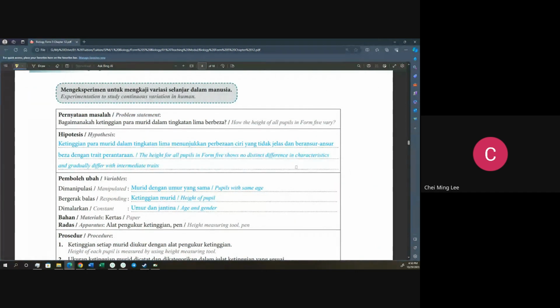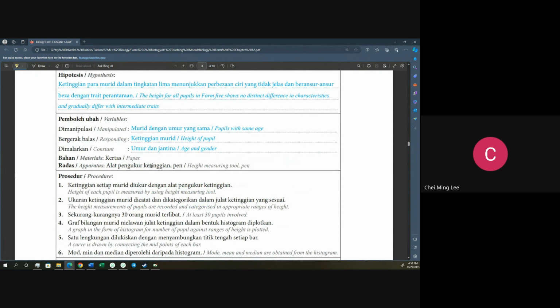So the experiment to study the continuous variation in humans. The problem statement: how does the height of all pupils in Form 5 vary? The hypothesis: the height of all pupils in Form 5 shows no distinct difference in characteristic and gradually differs with intermediate traits. It means there is a change level by level. The manipulated variable will be pupils with the same age. The responding variable will be the height of the pupil. The constant variable will be the age and gender. The material involved will be paper. The apparatus will be height measuring tools and a pen.